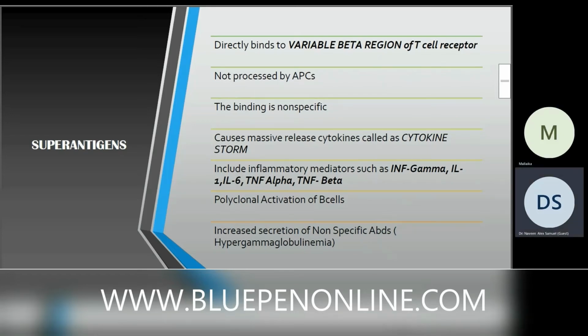So I told you what the inflammatory mediators are: interferon gamma, interleukin 1, interleukin 6, tumor necrosis factor alpha, and tumor necrosis factor beta. Next is polyclonal activation of B cells. The B cells are converted into plasma cells, and plasma cells cause the production of non-specific antibodies, and there is hypergammaglobulinemia.